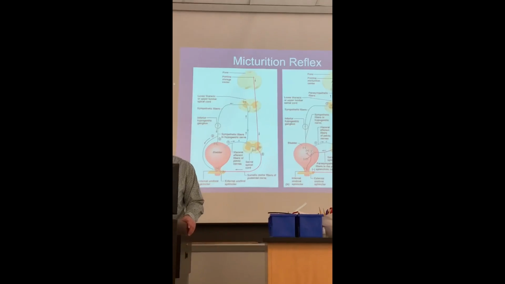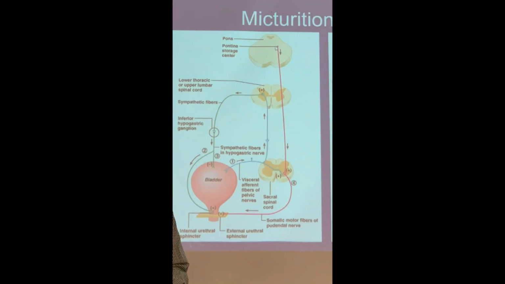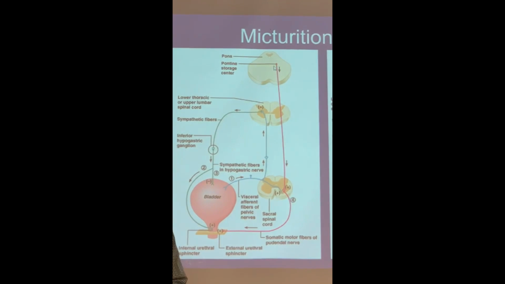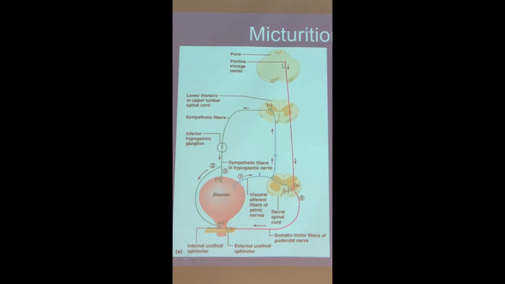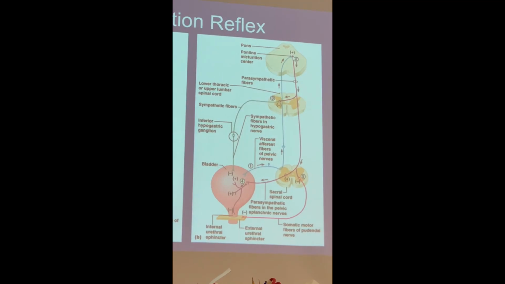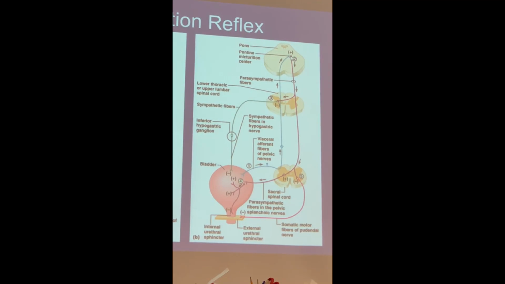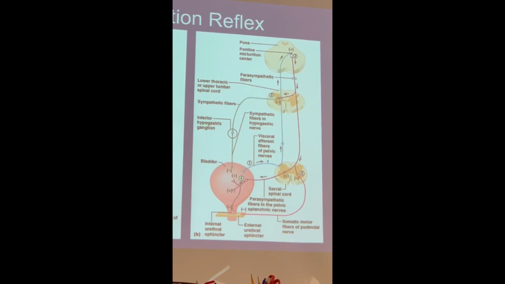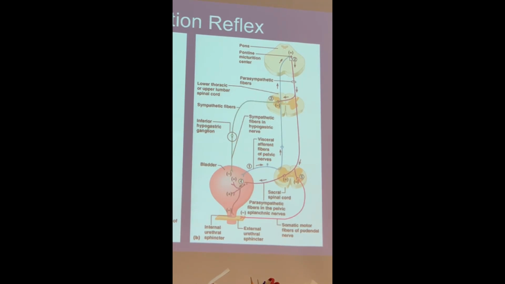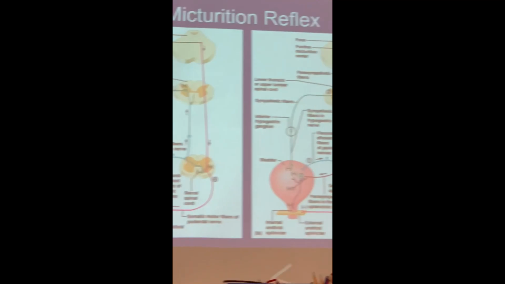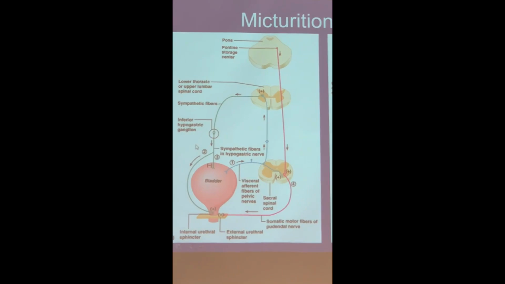You got two centers in the pons that help with this. The pontine storage center that promotes the activity that's going to result in storing urine, and the pontine micturition center, which is going to result in the activity that results in micturating or urinating. Okay? So let's say that your bladder is filling, you're not ready to urinate yet.